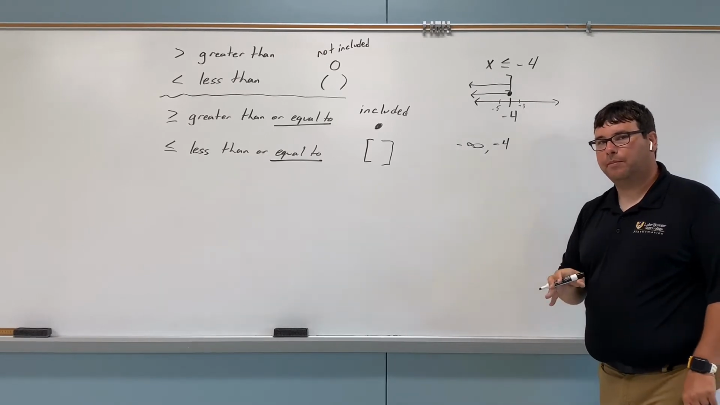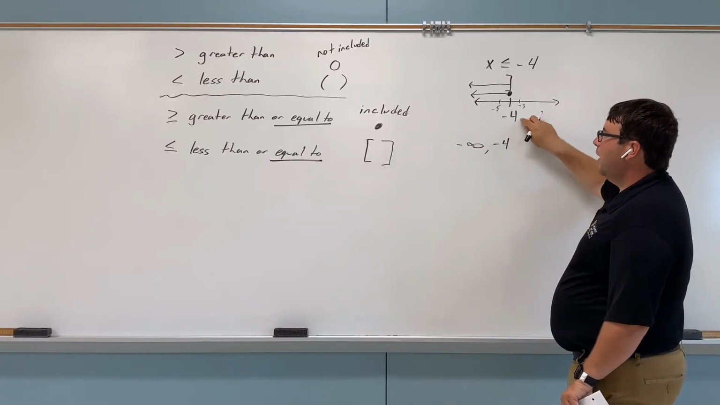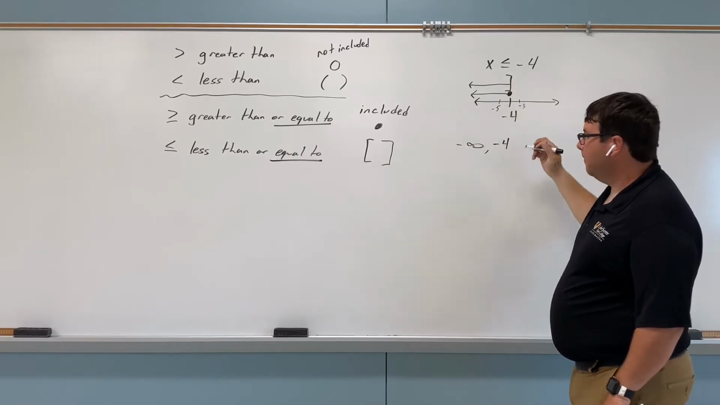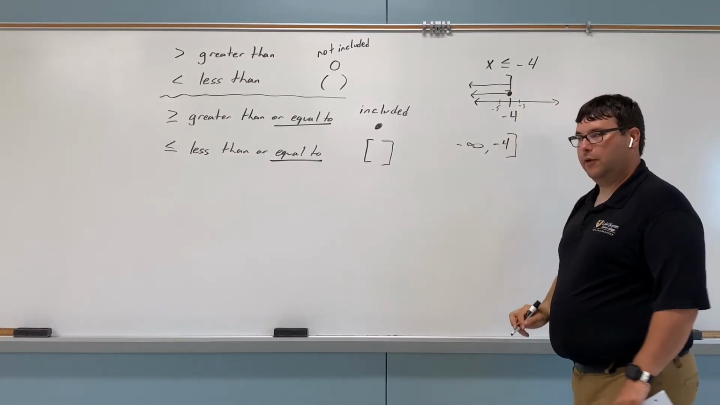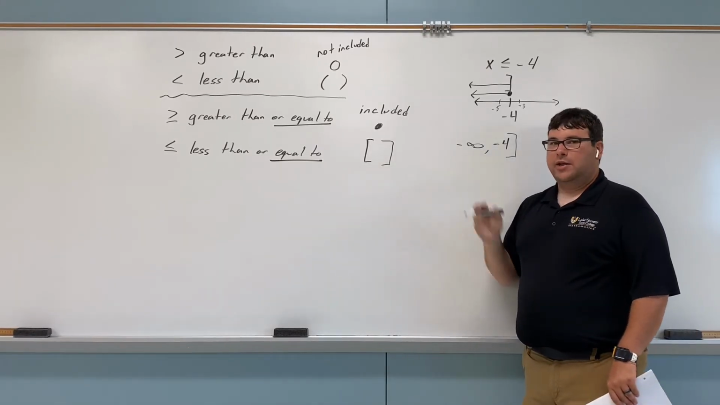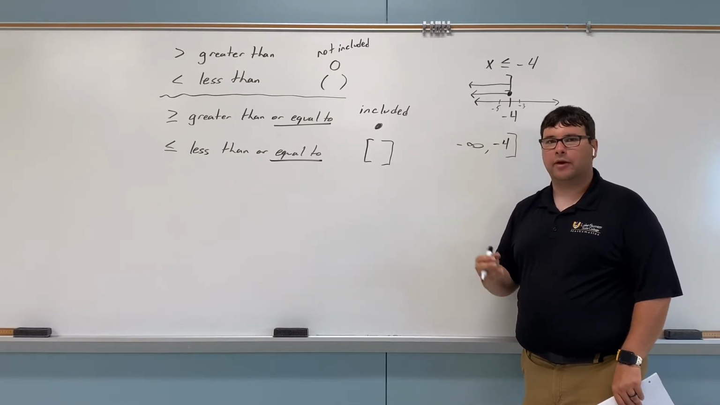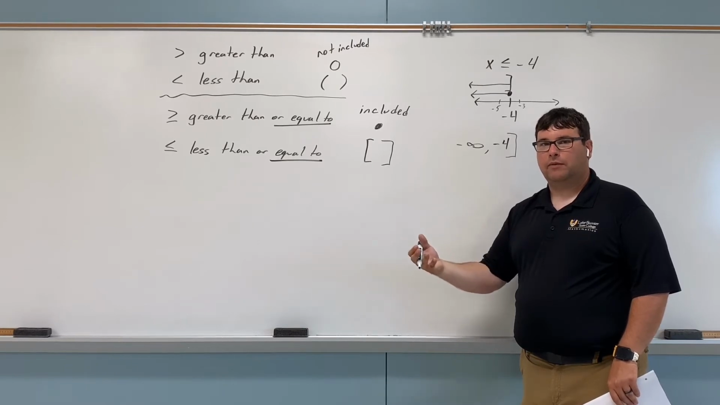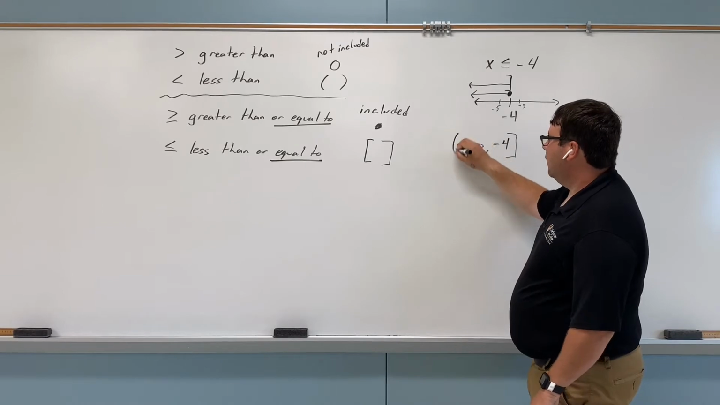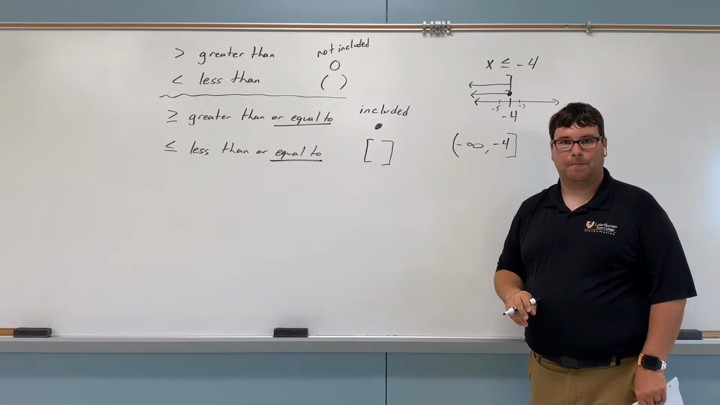Now, here's why the parentheses and brackets are very, very important. I know this -4 is an included value. I can use a square bracket to show that. So this is an included value. Now, infinity can never actually be included. Positive or negative, doesn't matter. Infinity keeps going. So there's no way to add a boundary, if you will. That being said, infinity is always closed with a parenthesis.